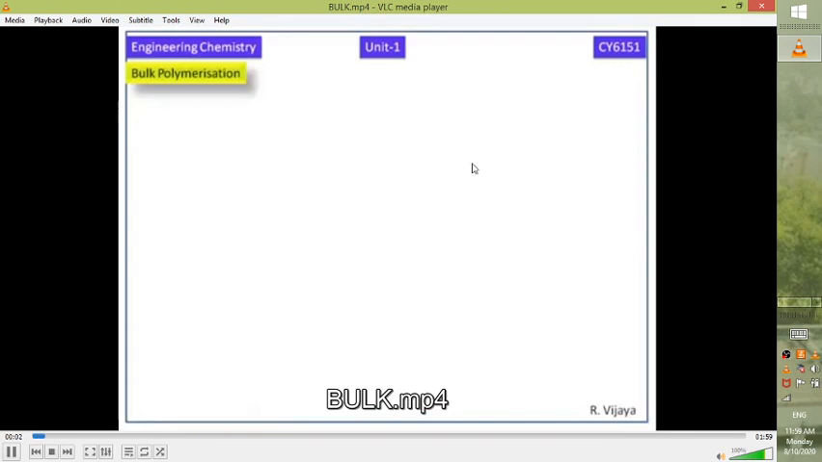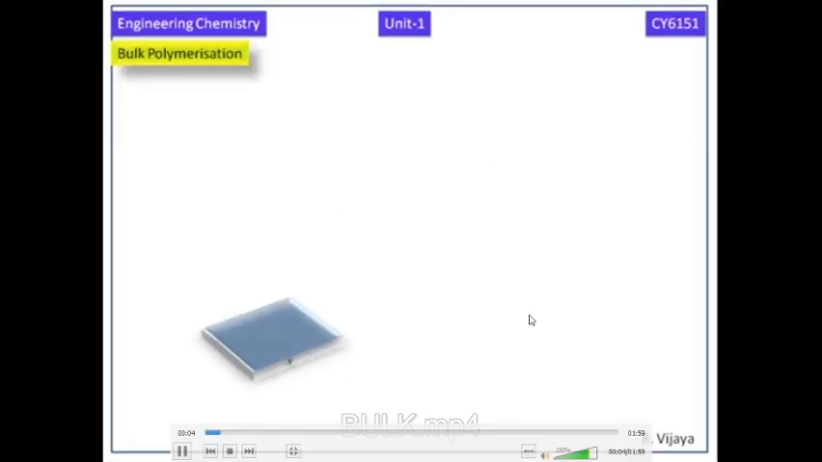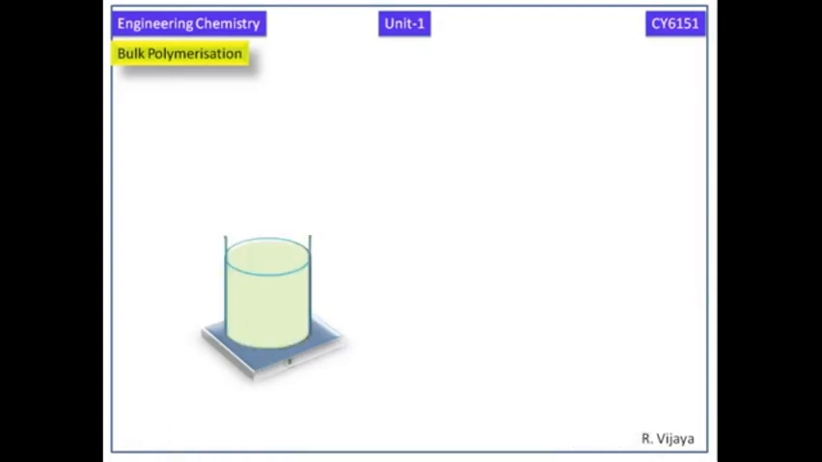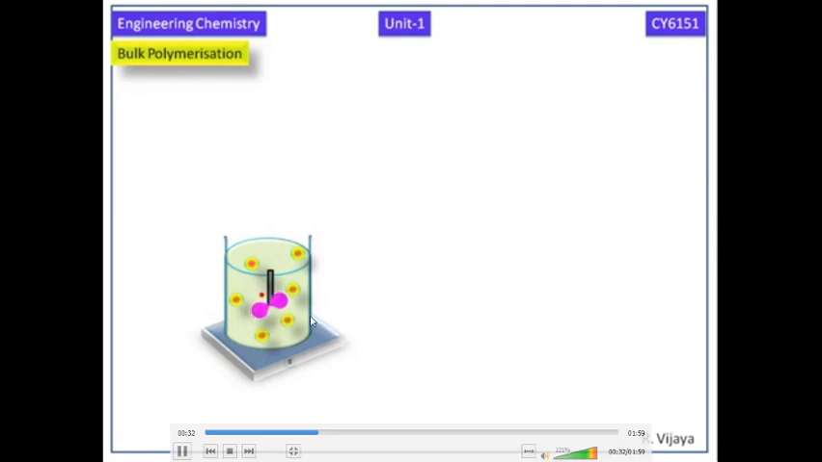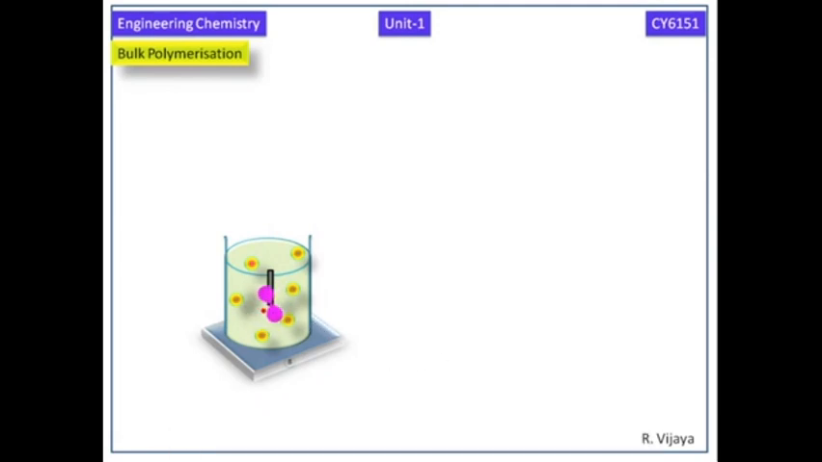Now we discuss bulk polymerization. This is thermostat. This is a flask. This flask contains agitator. The flask is kept on thermostat. Now we are adding monomer. The monomer is in liquid state. Then we are adding the radical initiator with the chain transfer reagent. The whole content is heated with constant agitation.